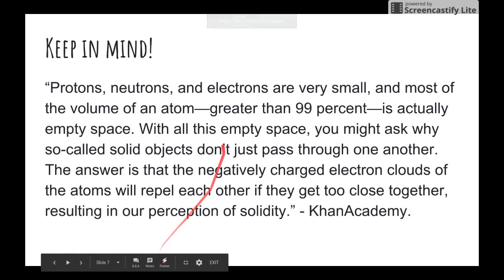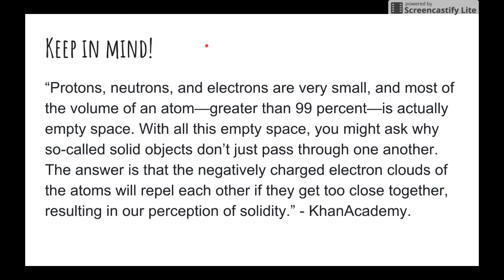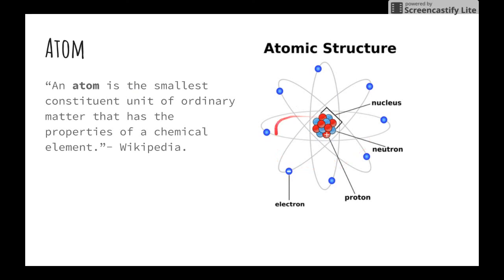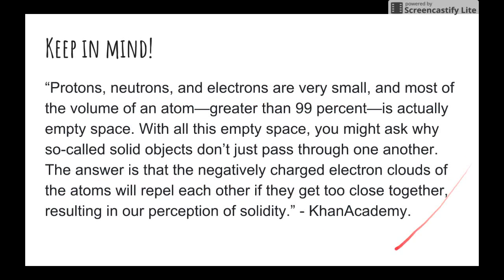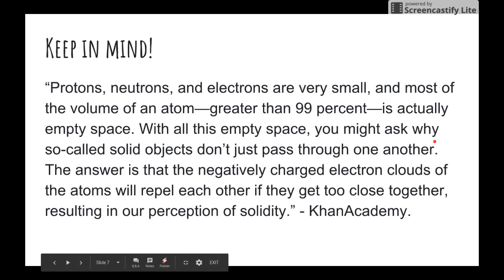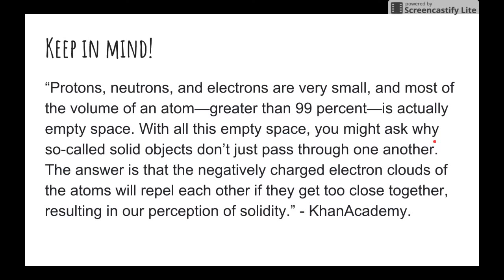Okay, back. Keep in mind another thing, from the Khan Academy article. Protons, neutrons, and electrons are very small, and most of the volume of an atom, greater than 99%, is actually empty space. So it's not all tight and close-looking. With all this empty space, you might ask why so-called solid objects don't pass through one another. The answer is that the negatively charged electron clouds of the atoms repel each other if they get too close together, resulting in our perception of solidity.